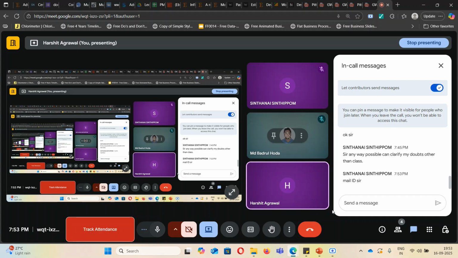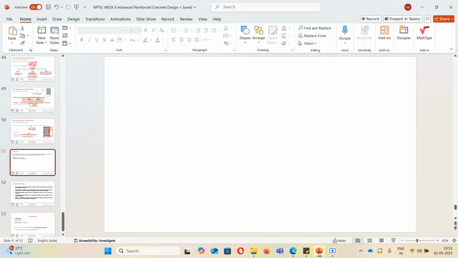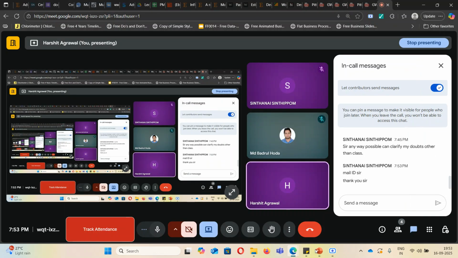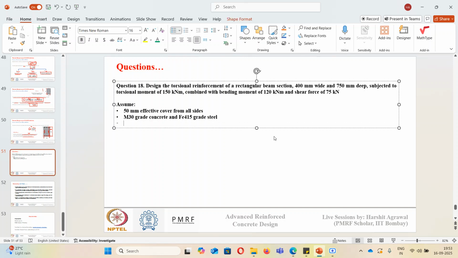Right now just think about this question, how we'll approach it. Can any one of you tell me how you will solve this question? What will be the approach? Okay, so let me solve.